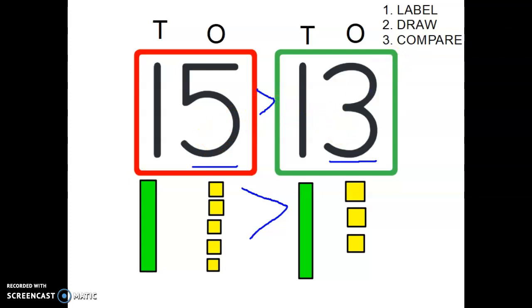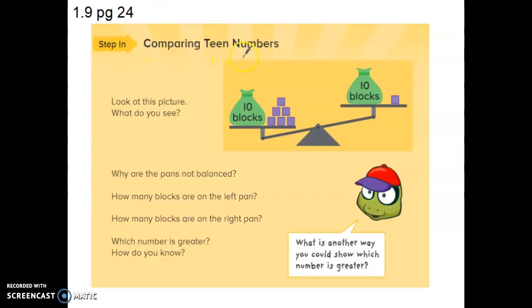We're going to talk a little bit more about that. See here on page 24 that we're going to compare some numbers, and this is a balance like we learned about in science. So we have the 10 block and we have 6 1s, so this is the number 16. And we have a 10 block and 1 1, so this is the number 11. Well, if you look at our balance, this side is down, so that means that this side is heavier. So that tells me that 16 is greater than 11.